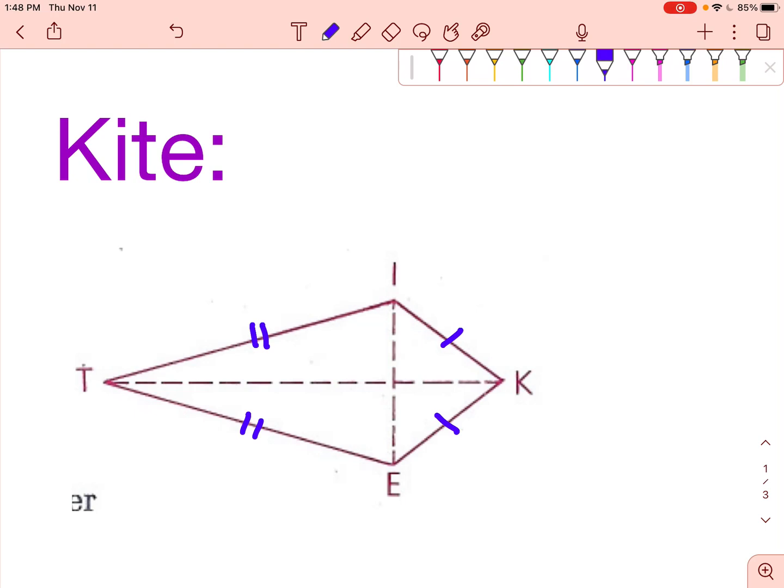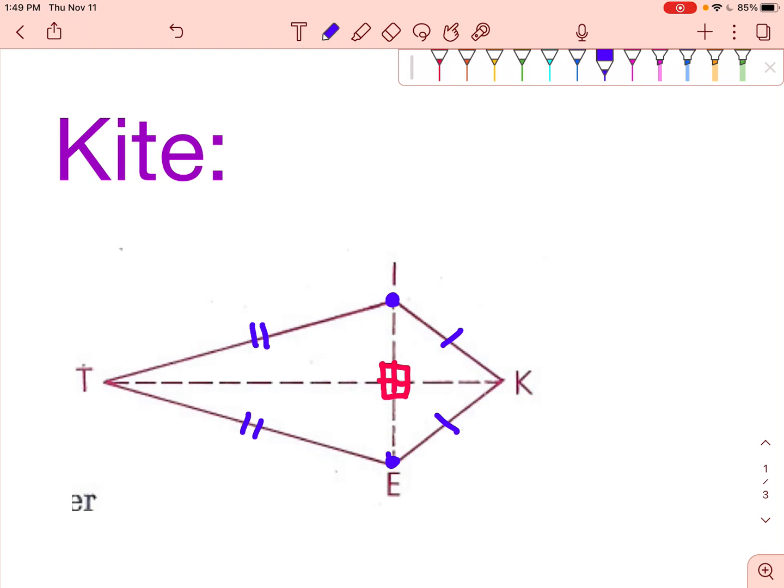So the diagonals in a kite are perpendicular, and that's because of the equidistant theorem. The diagonals in a kite will form right angles, and you know this because if 2 points are equidistant from the endpoints of a segment, then when you connect those, that's the perpendicular bisector of that segment.